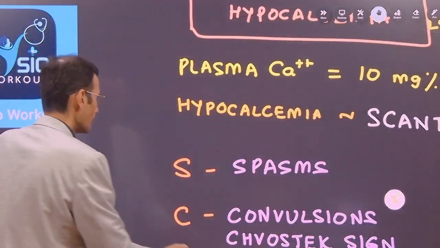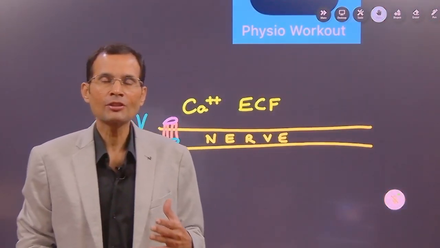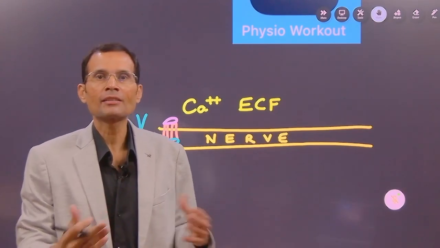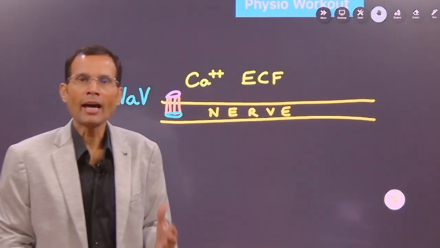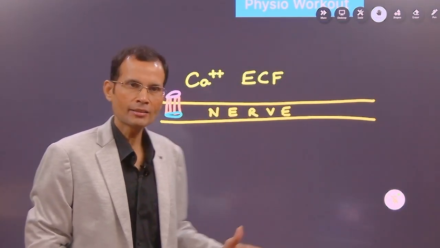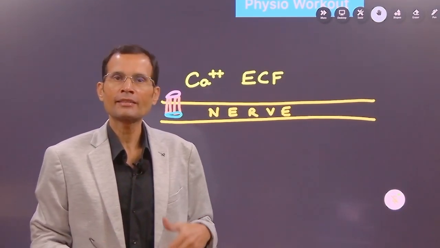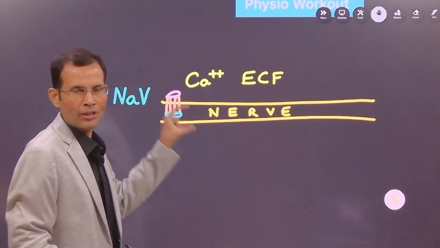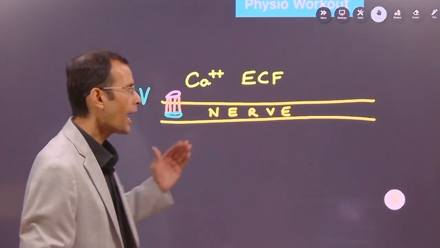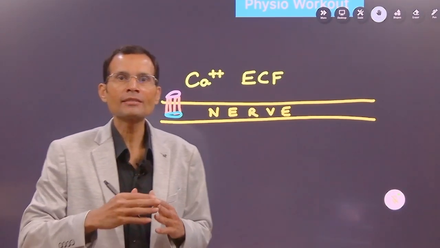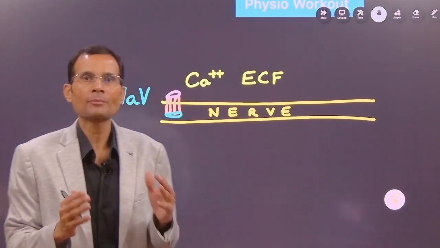Now let's understand why the manifestations of hypocalcemia appear in a certain manner. Look, normally the nerve has voltage gated sodium channels called NaV, and sodium influx results in the excitation of the nerve. The sodium channels through which the sodium comes in have a certain gating behavior, and that gating behavior is normally stable because of the ECF calcium or plasma calcium.